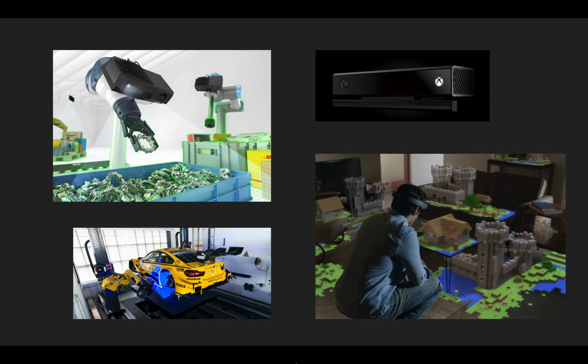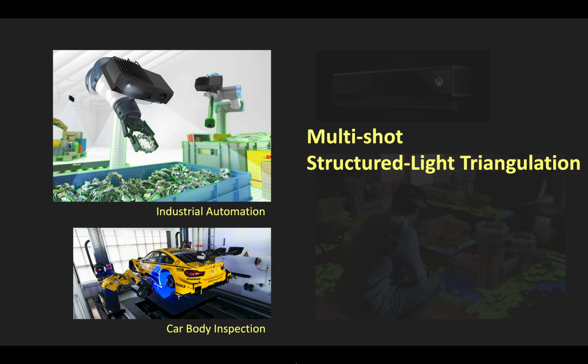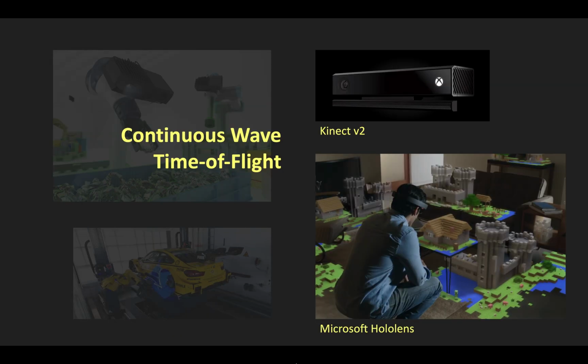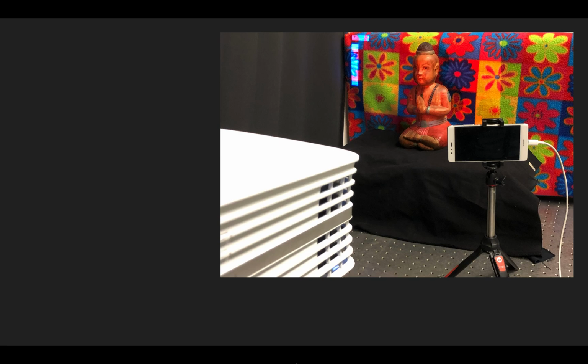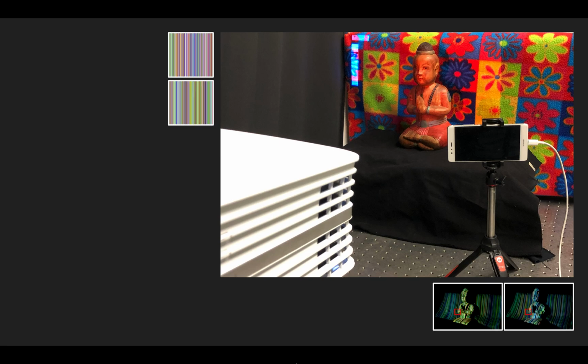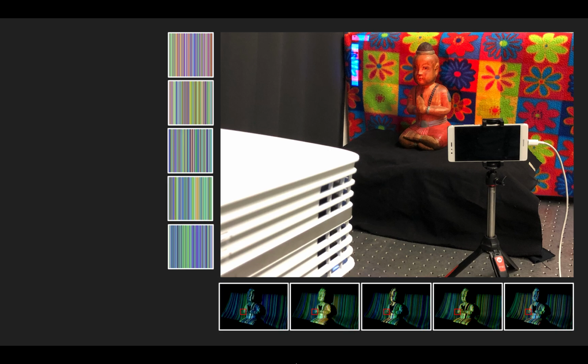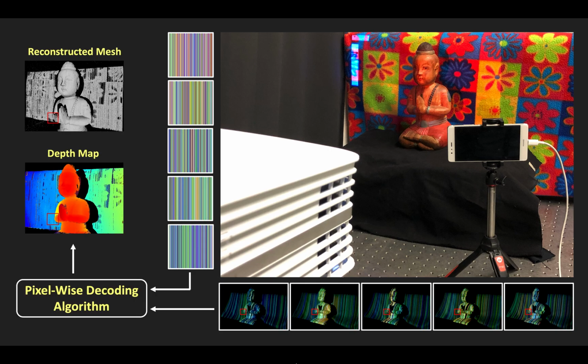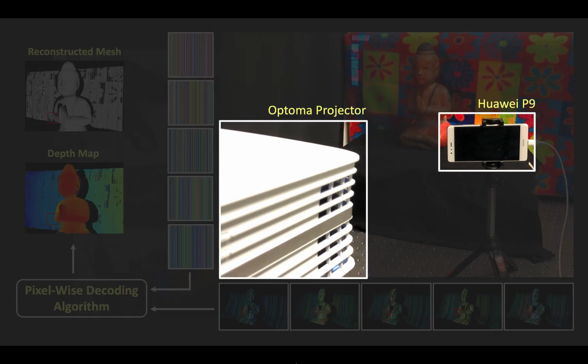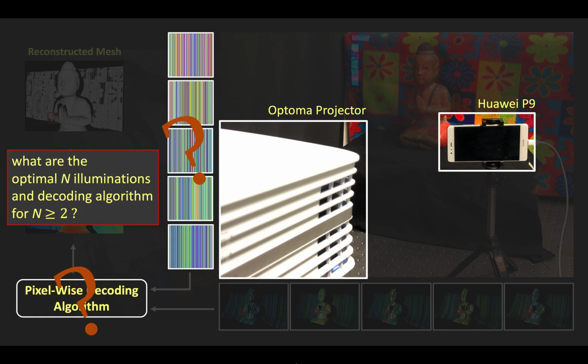Active depth imaging systems are widely used in various applications, from industrial automation to AR and VR. In active depth imaging, and particularly multi-shot structured light triangulation, the choice of illuminations and decoding algorithms that are tied to the actual system has a huge impact on the overall performance. This raises a fundamental question: given a specific set of devices, what are the optimal illuminations and decoding algorithms they should use?